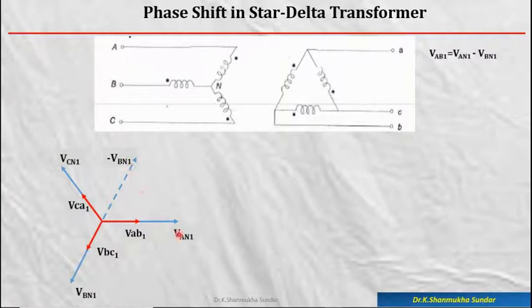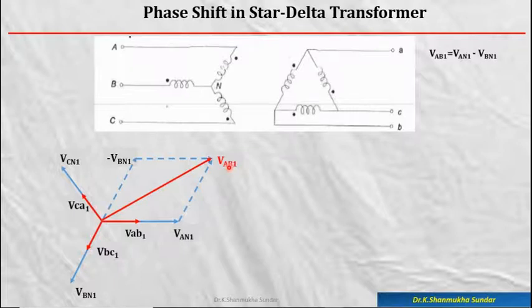Now the resultant of these two, that is VAN1 minus VBN1, will be our resultant vector. From the basics you know that. So how to get the resultant? Draw a parallel line here which is parallel to the VAN vector, and one more parallel line which is parallel with VBN, this one. Understood? Now the resultant will be this vector. So this is the resultant vector, that is VAB1, the positive sequence line voltage.